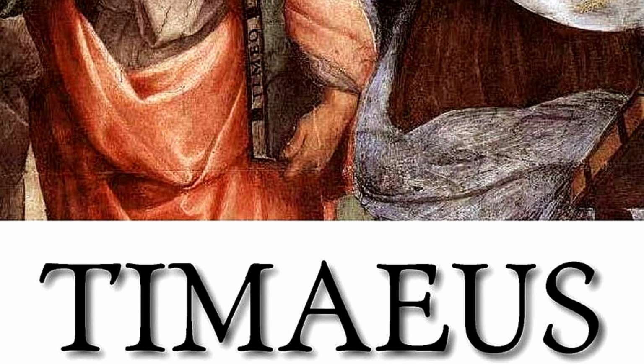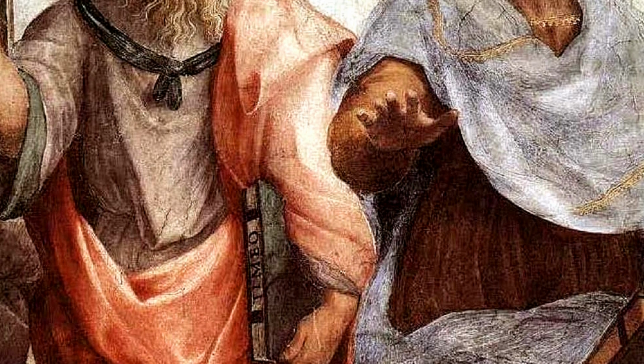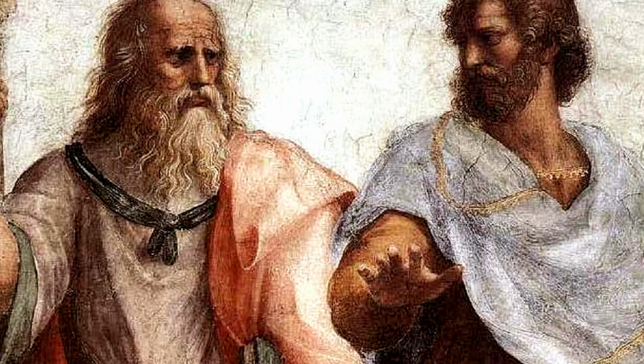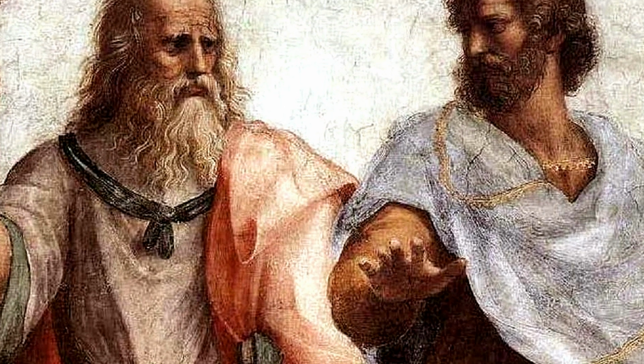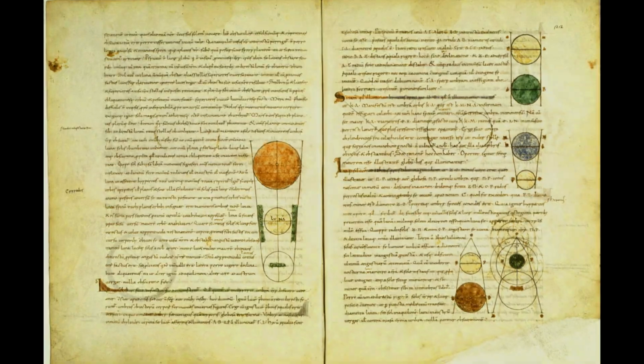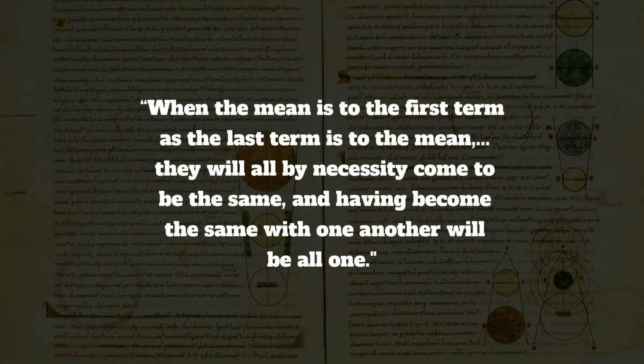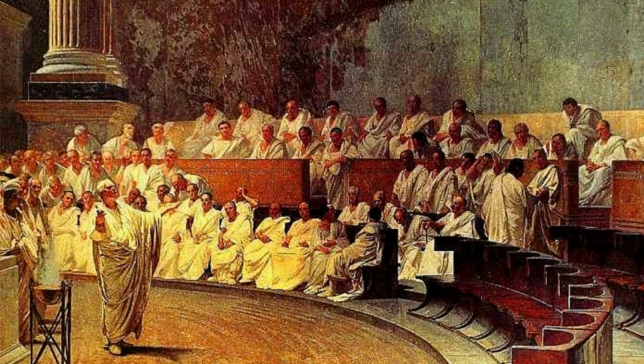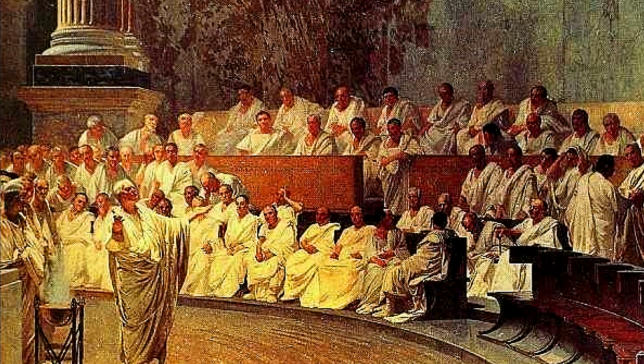In the Timaeus, Plato discusses a mean relationship between 3 numbers, thought to be a precursor to Euclid's extreme and mean ratio, also known as the golden ratio. Plato wrote, "When the mean is to the first term as the last term is to the mean, they will all by necessity come to be the same, and having become the same with one another will be all one." However, it remains unclear whether this is a description of means in general or a specific reference to the golden ratio.